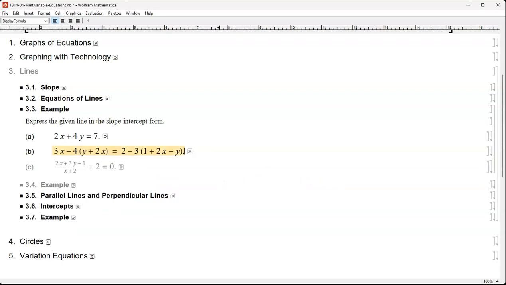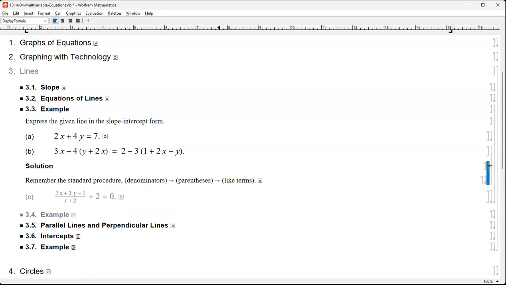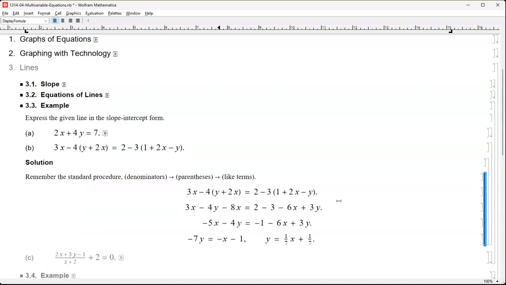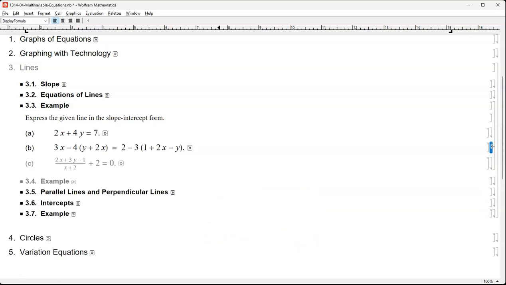And here, something more complicated. Doesn't matter. Break up the parentheses, take like terms together, and solve for y. Break up parentheses, take like terms together, eventually solve for y. If you have some denominator, still don't be intimidated.